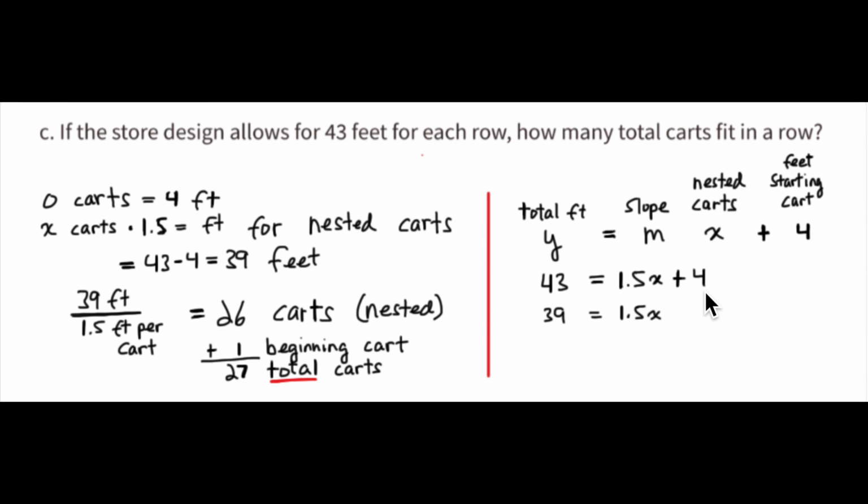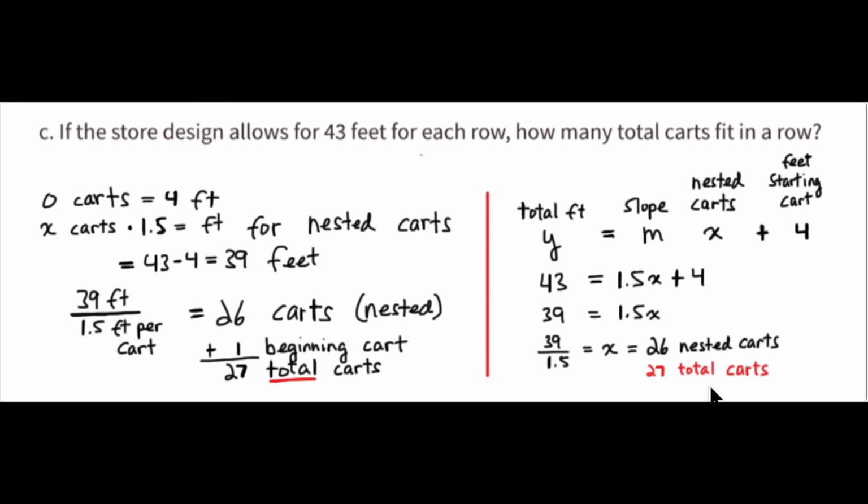So 43 minus 4, or 43 plus a negative 4 equals 39 feet. And that is equal to the total number of nested carts times 1.5. Multiply by the multiplicative inverse of 1.5, which is 1 over 1.5. 39 times 1 over 1.5, or 39 divided by 1.5, is equal to x number of nested carts, which is 26 nested carts. Add the 1 starting cart, and you're left with 27 total carts.